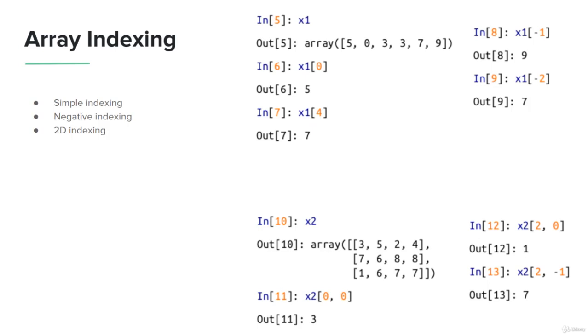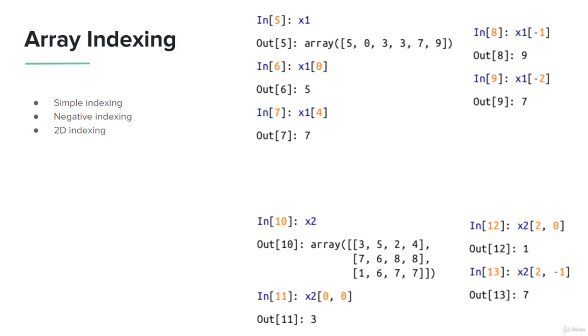We have seen this concept before, and we know that the overall concept of indexing is the ability to access different values of an array. As we access different values of a list, they are associated in a sequence, and that sequence has different numbers for every position in that array. So there are going to be simple indexing, negative indexing, and 2D indexing.